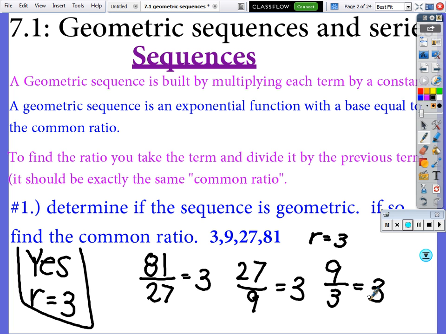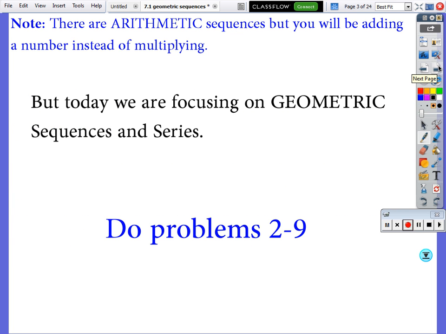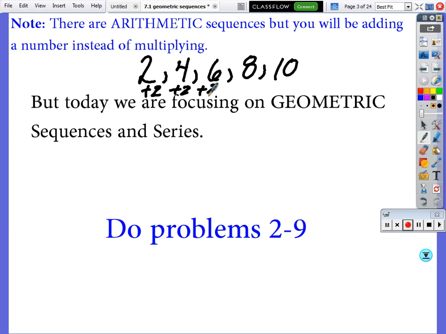Okay, so now you're going to do problems 2 through 9, but I just wanted to say one quick thing. We're dealing with geometric sequences today. There are such things as arithmetic sequences, which would be adding. An example of an arithmetic sequence would be something like 2, 4, 6, 8, 10. Notice in this sequence, it's not geometric because we're not multiplying by a certain constant. We're adding a constant each time: adding 2, adding 2, adding 2, adding 2. So this would be an arithmetic sequence. We're skipping that unit because we don't have time to cover it, but it goes hand in hand with geometric sequences. Geometric just means what you're multiplying by. So multiplying versus adding, okay?